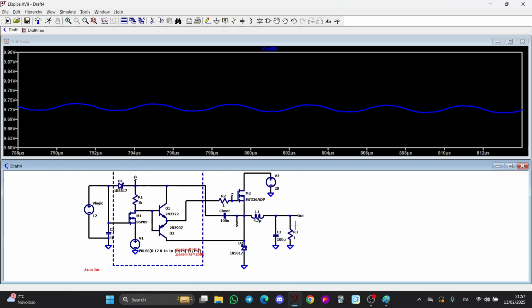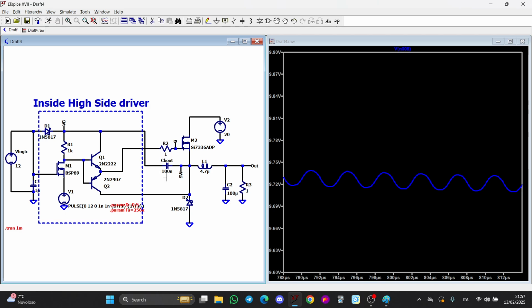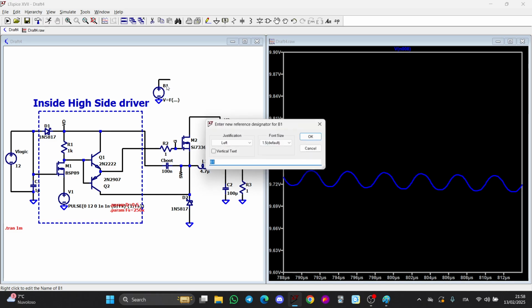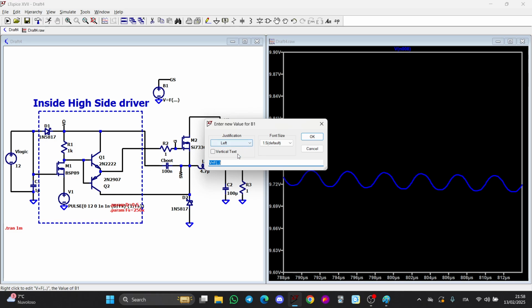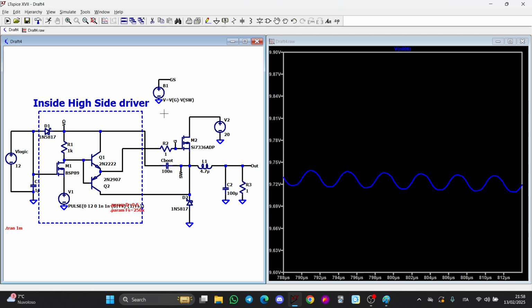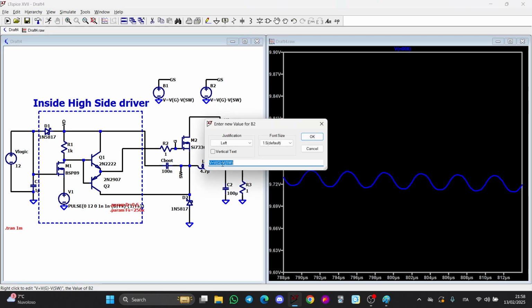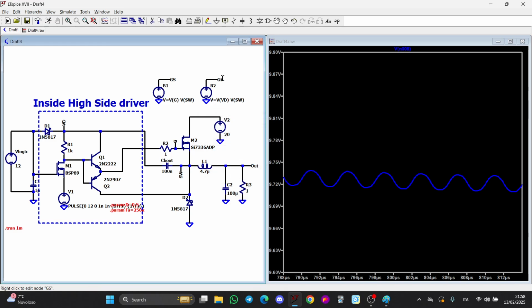Okay. So now what we want to see is first the VGS, and it is defined as the difference between V of G minus V of switch. Then we also have to look at the bootstrap node, so V of VD minus V of switch, and this is the bootstrap.